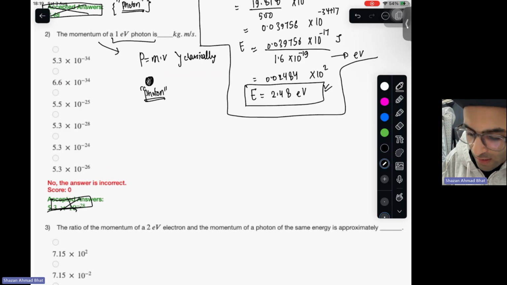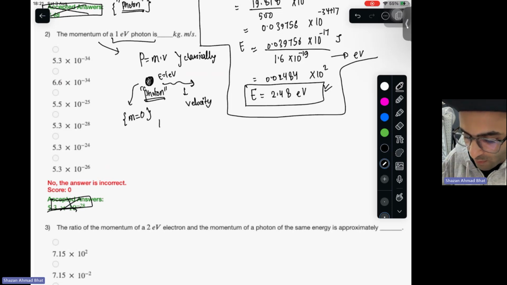You have a photon with energy of 1 electron volt, and let's say it's moving, then because it's moving, it possesses velocity. But all of you might know that the photon mass is equivalent to zero. Then how are you going to compute the momentum? How are you going to compute the momentum?